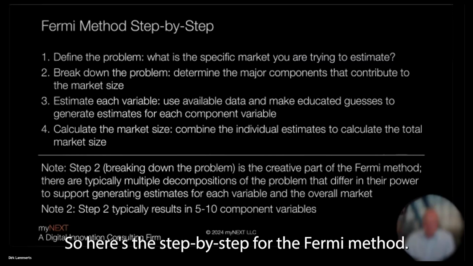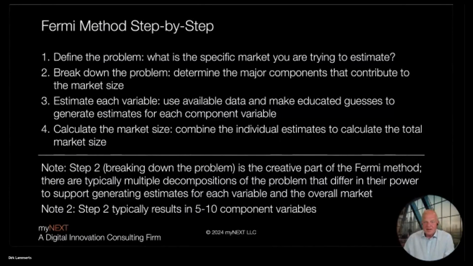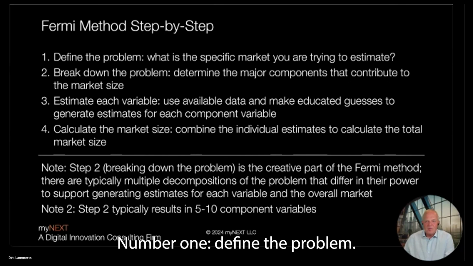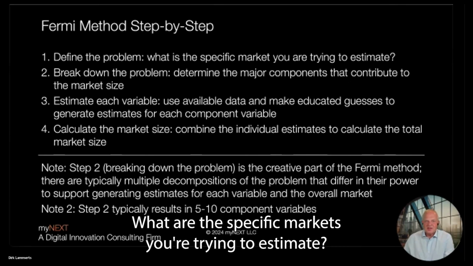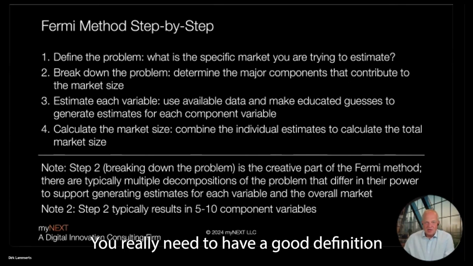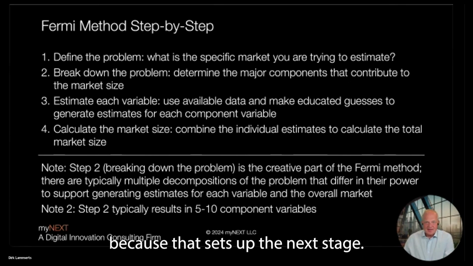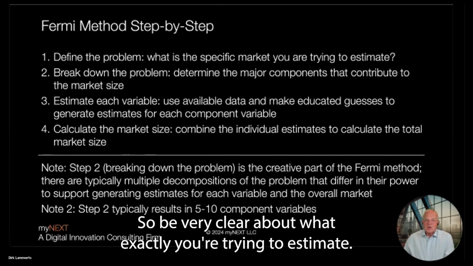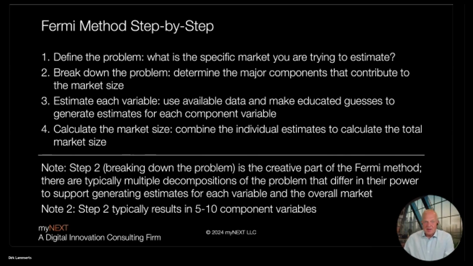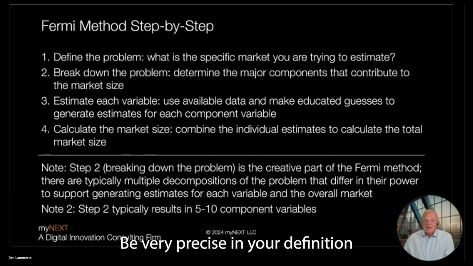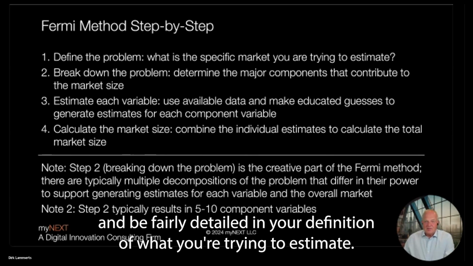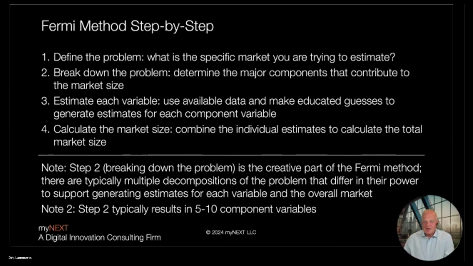So here's the step-by-step for the Fermi method. Number one, define the problem. What is the specific market you're trying to estimate? You really need to have a good definition because that sets up the next stage. So be very clear about what exactly you're trying to estimate. Be very precise and fairly detailed in your definition of what you try to estimate.